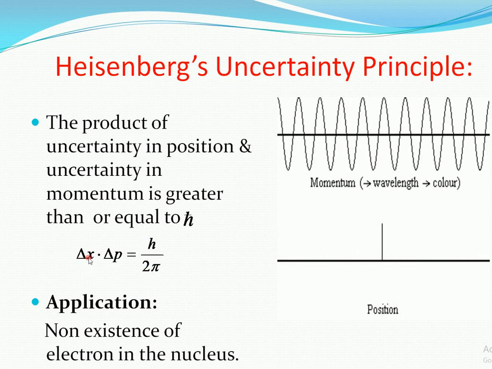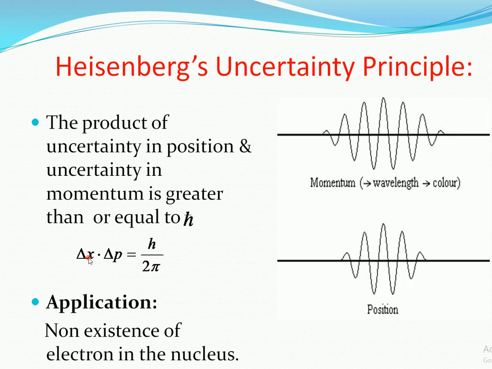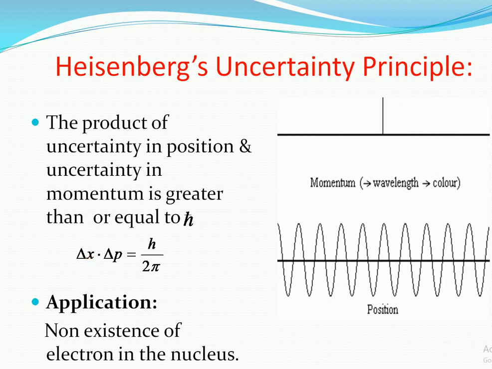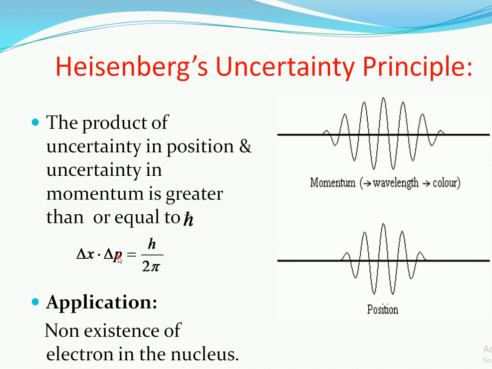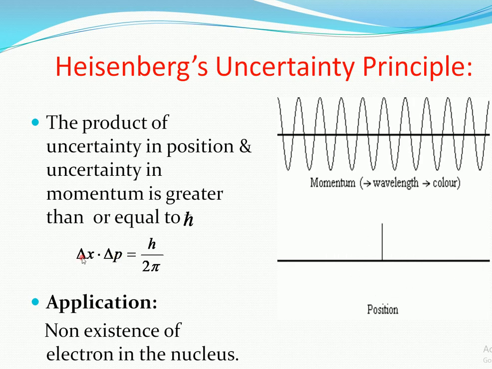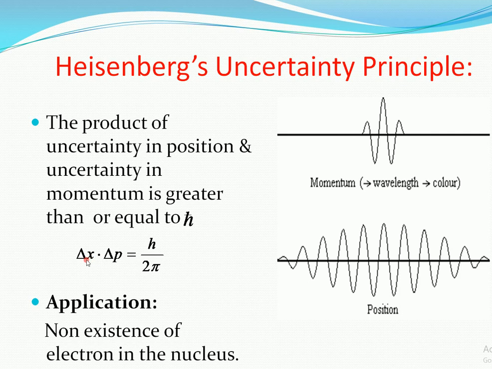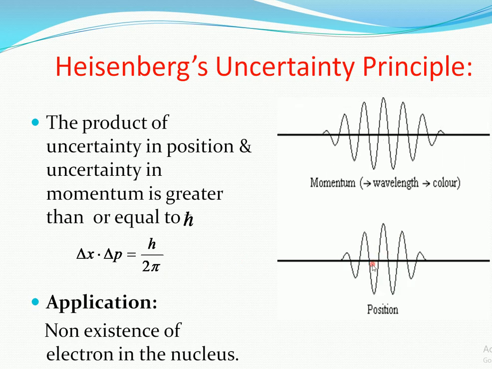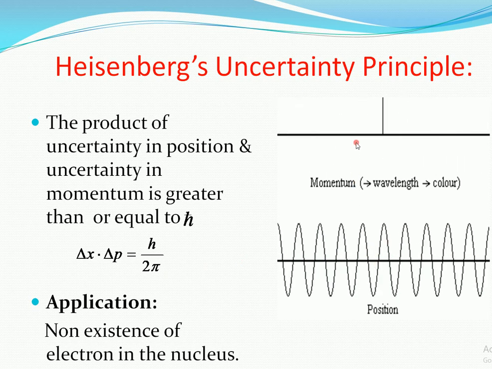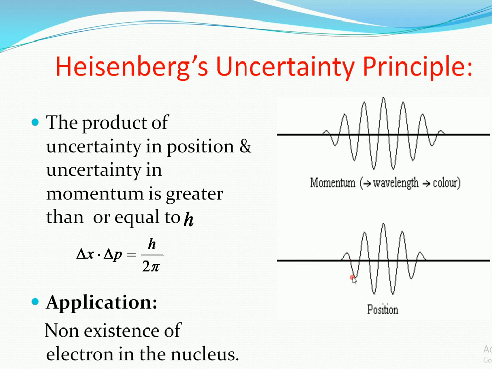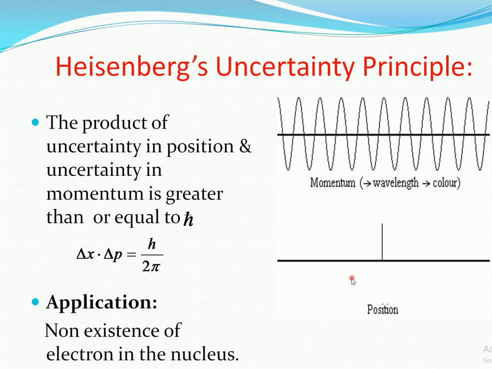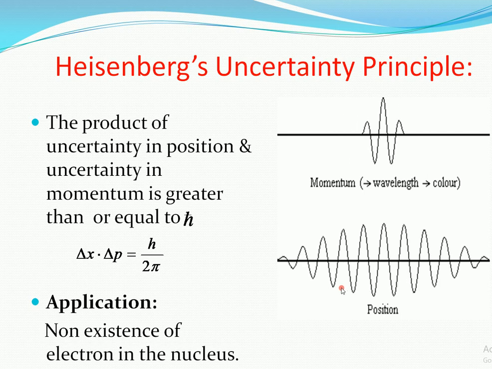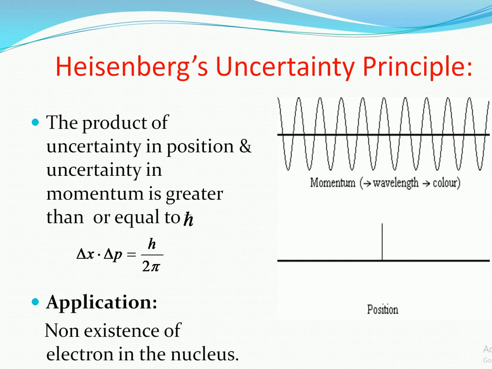If delta x represents the uncertainty in position and delta p represents the uncertainty in momentum, then the uncertainty in momentum into the uncertainty in position is equal to h upon 2 pi. Because in quantum mechanics, if the position is certain, then momentum is uncertain. If the momentum is certain, then position is uncertain. And the application of Heisenberg's uncertainty principle is the non-existence of electron in the nucleus.